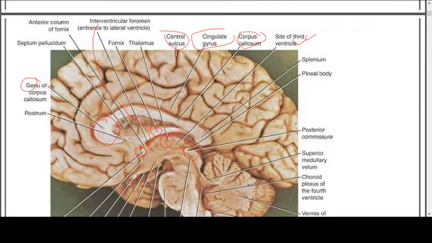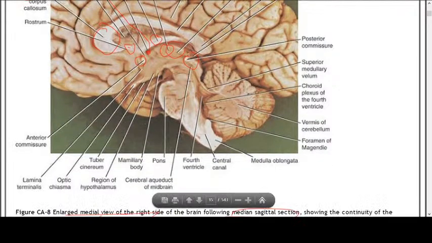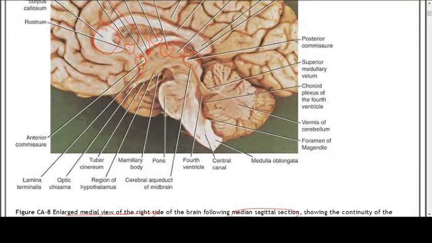Rostrum. This one right here. This structure is the rostrum. Lamina terminalis. Okay, this one right here is lamina terminalis. Okay, as we have already talked, this is optic chiasma, which is more prominent in the inferior view of the brain. This is tuber cinereum.